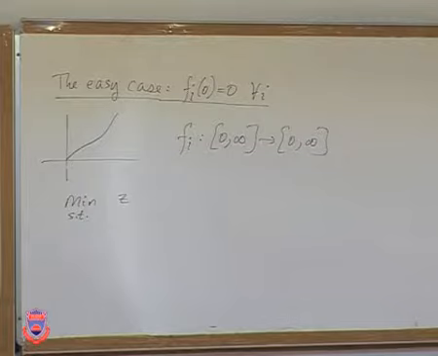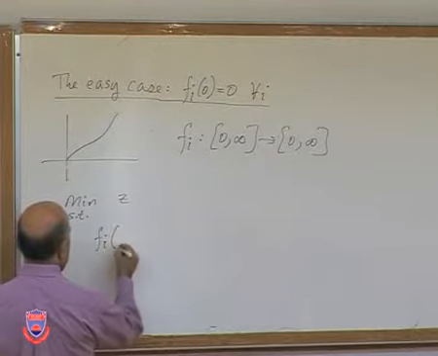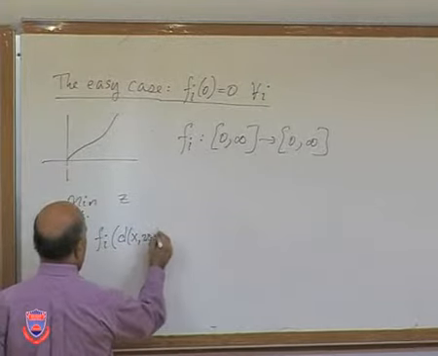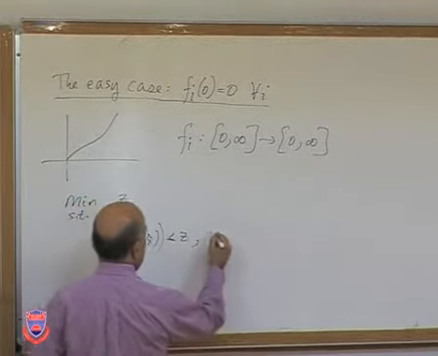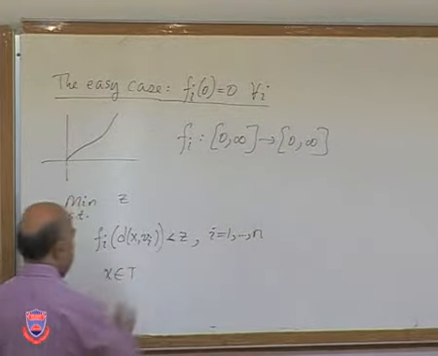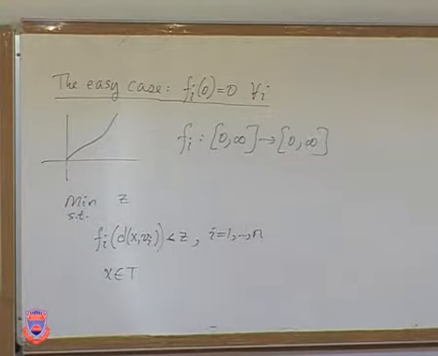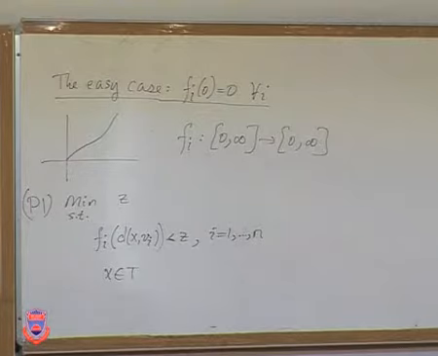Okay. So I can minimize z subject to fi of dx vi less than or equal to z for each i, with x being a point in the tree. Let me give names to these. Let's call this, for example, P naught. Let's call this P1. Of course, P0 and P1 are equivalent problems. It's just one that's very standard.